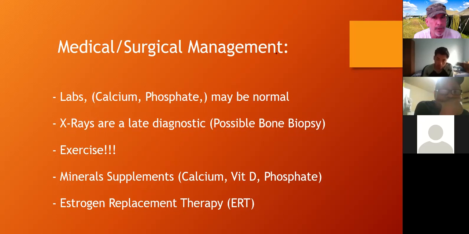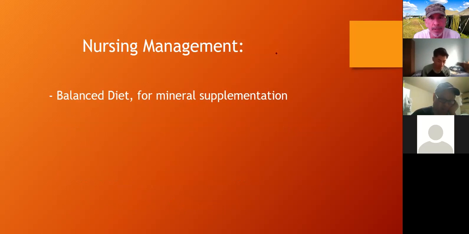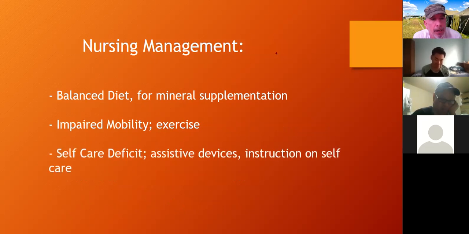And you'll get more into that with the study of the hormone system when we get to endocrine, which I think you start right after this or next week. Hey, there you go. Nursing management: a balanced diet for mineral supplementation. Also encourage them to get out in the sunshine and exercise. Impaired mobility. Oh, look, there's that word again. And self-care deficit. With osteoporosis, they can become weaker, and they may need some assistive devices if the osteoporosis progresses to the point of debilitation. I think that's the last one. Okay. Any questions on that?